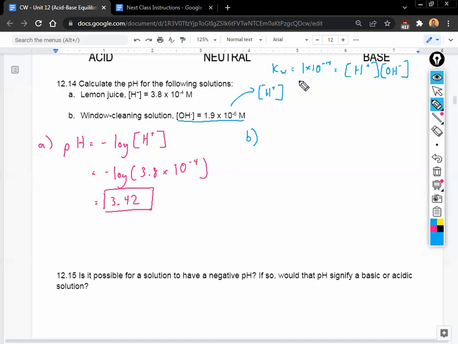Guys, remember this part from last time? So if I have OH minus and I have 1 times 10 to the negative 14, I can rearrange that equation. And so I can do 1 times 10 to the negative 14 divided by the concentration of OH minus, and that will give you H plus, which you can use to plug into the pH formula. So I'm going to do that right now. I'm going to replace OH with 1.9 times 10 to the negative 6, and that is going to give me a value of 5.6 times 10 to the negative 6 molarity, and that's going to be for H plus.